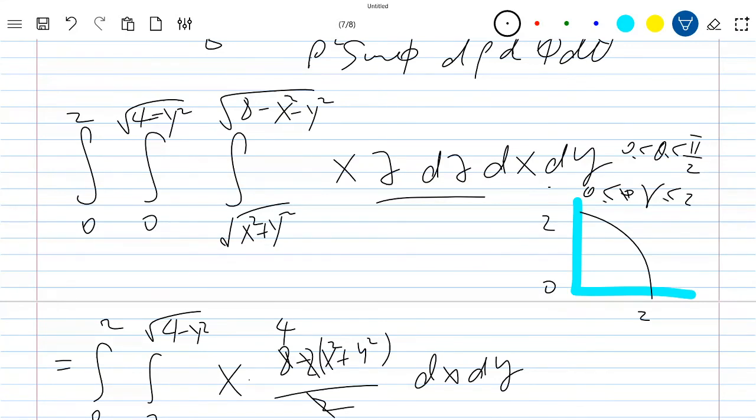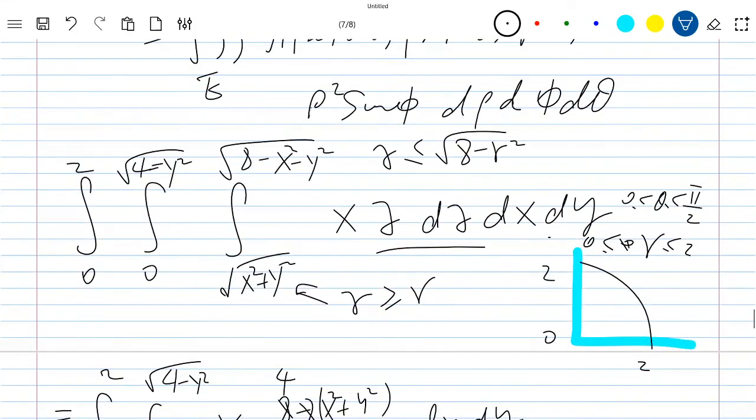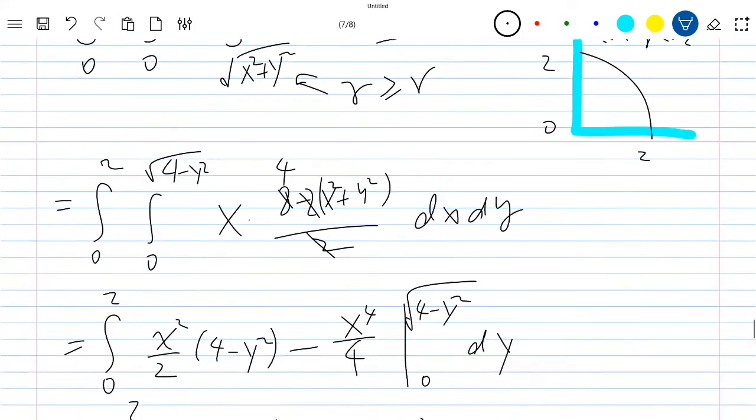Okay, so what is z? Well, this is your lower z. So z is at least r, and z is less than 8 minus r squared. Right? So let's remember this, between r and 8 minus r squared. And the r is 2, theta equals pi over 2. And the integrand is just x times z.